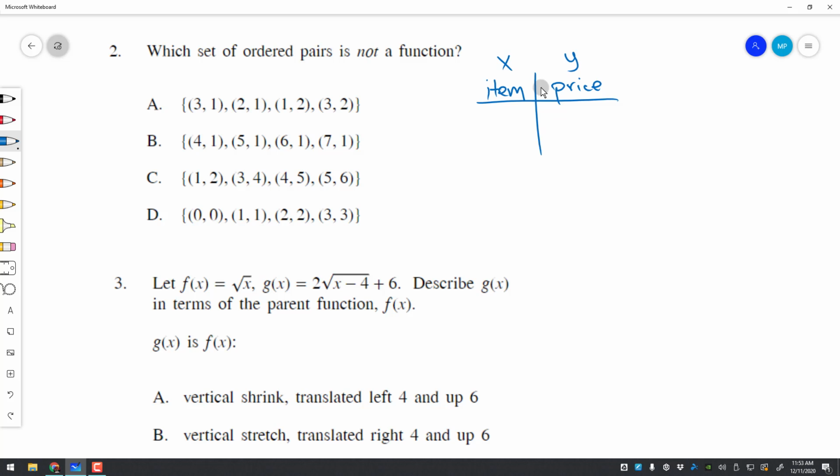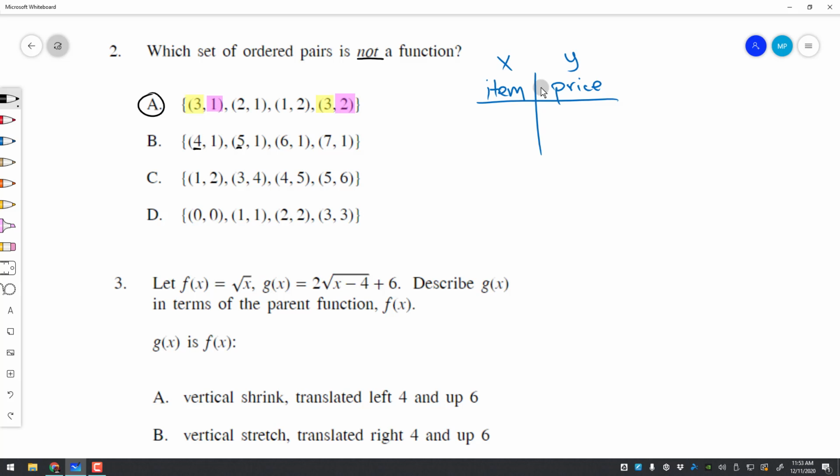So as we look through our table here, as we look at our x coordinates, the first thing I want to look for is, are there any repeated x's? And in fact, in number one, there are. And if we look at their corresponding y values, they are different. We have the same item with two different prices. So which one of these is not a function? A. The other ones are actually all functions.